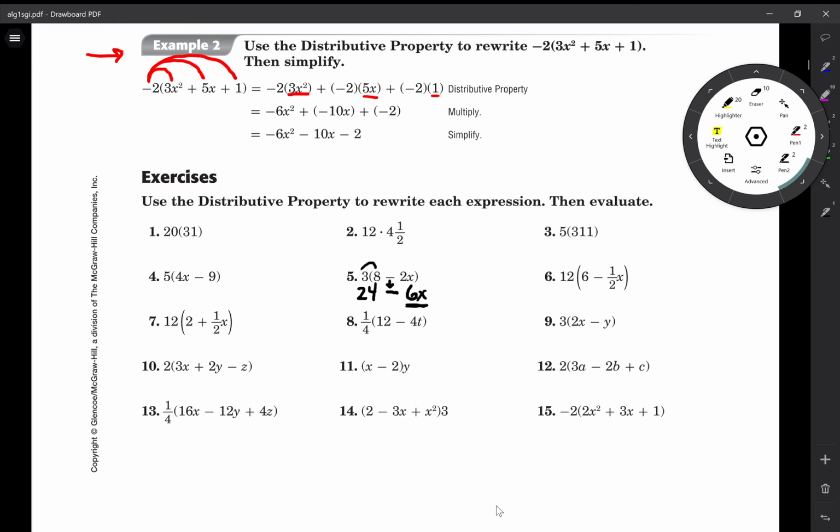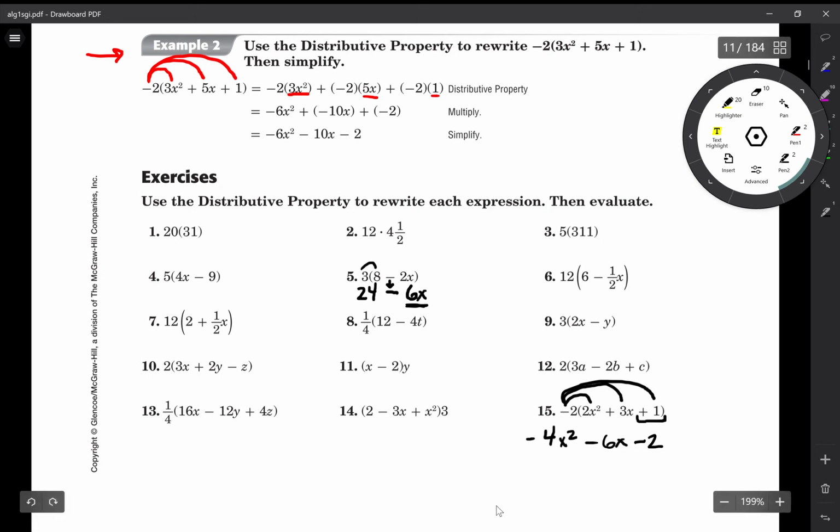If we skip down, for example, to number 15 all the way down here, we're going to take -2 and multiply it by all of the terms here. So -2 times 2x squared, it's a negative times a positive, so it'll be -4x squared. Then we're going to take -2 and multiply it by 3x, so -2 times 3x is -6x. And then the last term, -2 times a positive 1, because you always use the symbol in front of it, is -2.